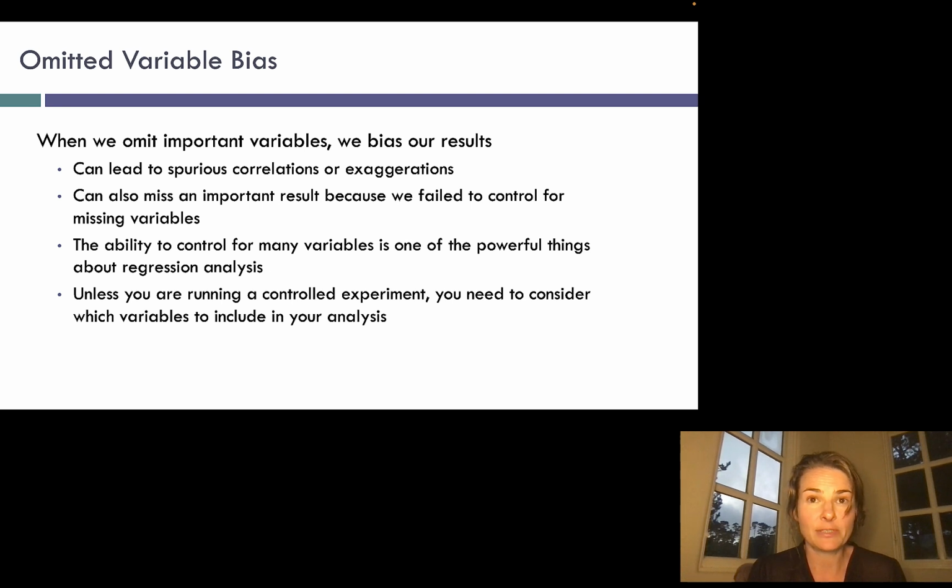Now, here's the trouble. Here's the real kicker. When we omit important variables, we can bias our results in a whole bunch of different directions. We can find some of those spurious correlations or exaggerations like we looked at last week. We can miss important results because we failed to control for missing variables.